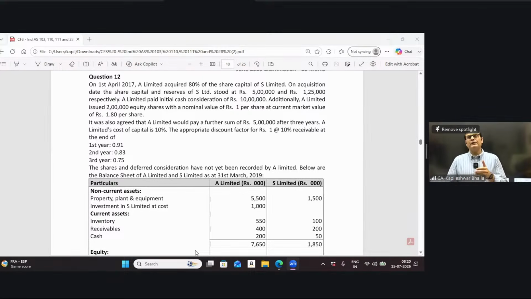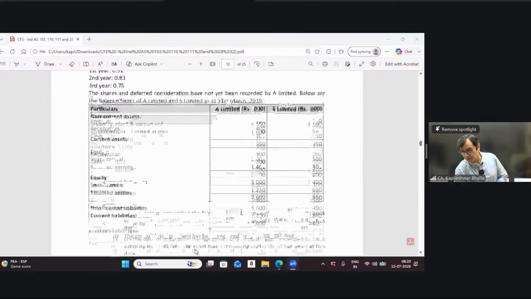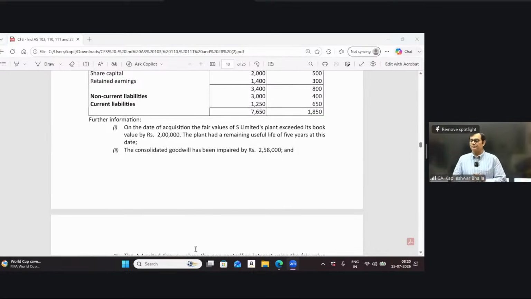Now you would recall the information which I gave you in terms of Ind AS 103, when I told you that if there is any kind of omission with reference to DC or CC, the impact on step number 7, pre-acquisition, pre-business combination, and then post-business combination. I think that knowledge will become handy here. So it says the shares and DC have not been recorded by A, and then the balance sheet on March 19 is given. That's 2 years post the acquisition date.